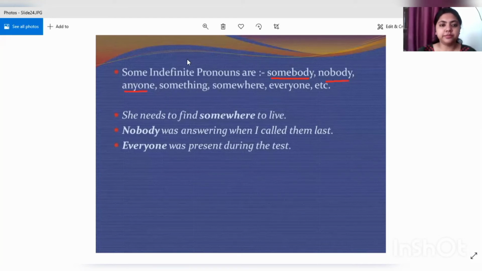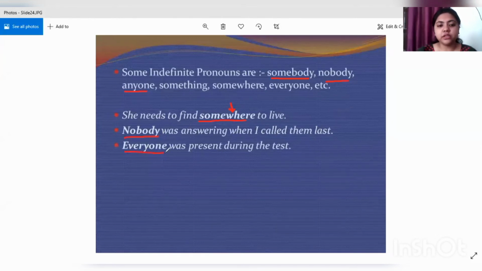Let us look at the examples. She needs to find somewhere to live. We do not know exactly which place she should live in, but she needs to find some place to live, right? Nobody was answering when I called them last. So nobody was answering. We do not know the name.